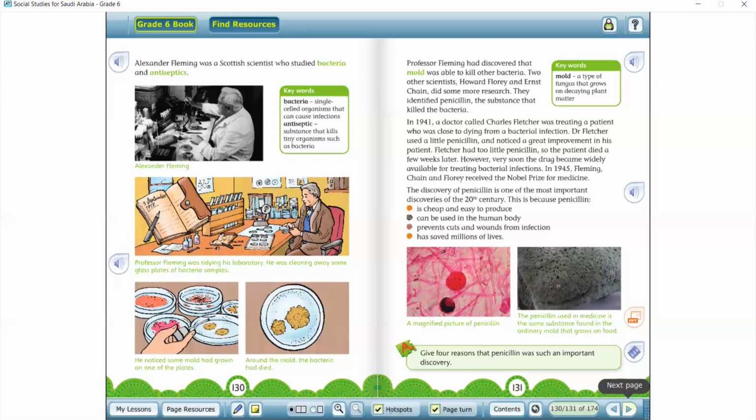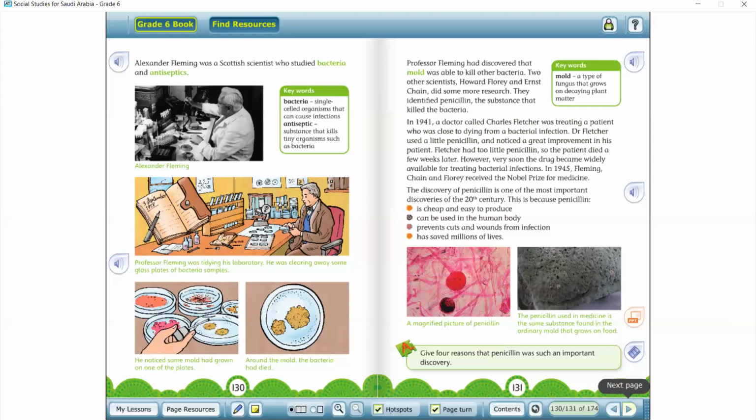If you look at page 131, they're telling you more about Professor Fleming, what he has discovered, okay? The first paragraph there is telling you that others discovered the mold was able to kill other bacteria. So it's just giving us an explanation of the mold and what it has done so far.